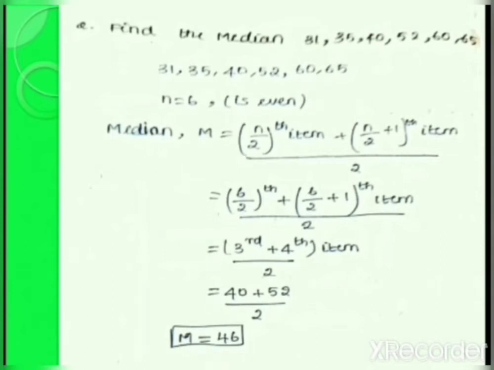Our next example is find the median for the data. So first we have to arrange in ascending or descending order and then count how many data are given. So here 6 data are given. So small n is equal to 6, which is even. Our median formula for even is M is equal to the n by 2th item plus the n by 2 plus 1th item divided by 2. So n is 6, so 6 by 2 plus 6 by 2 plus 1th item. 6 by 2 is 3 and 6 by 2 plus 1 is 4. So our third and fourth items are 40 and 52. So 40 plus 52 divided by 2 is 46. So our median is 46.